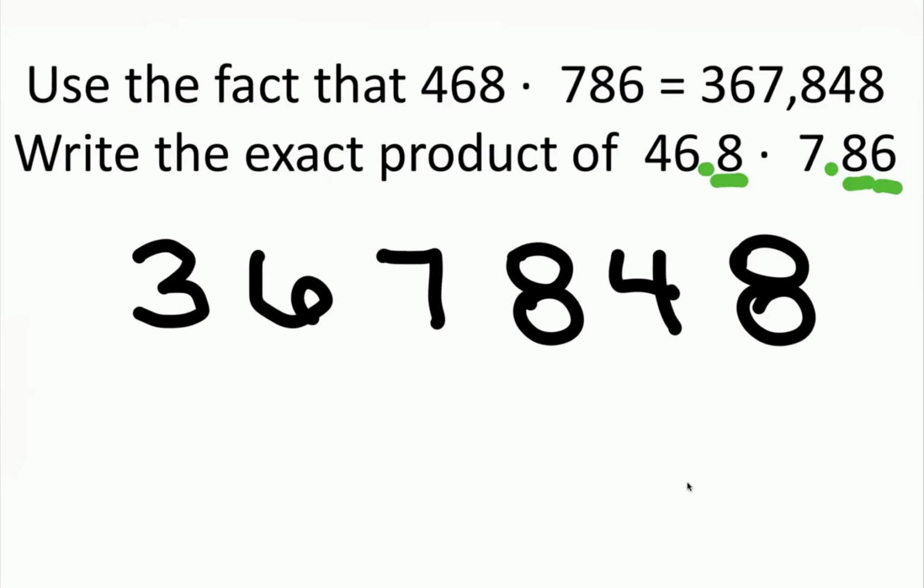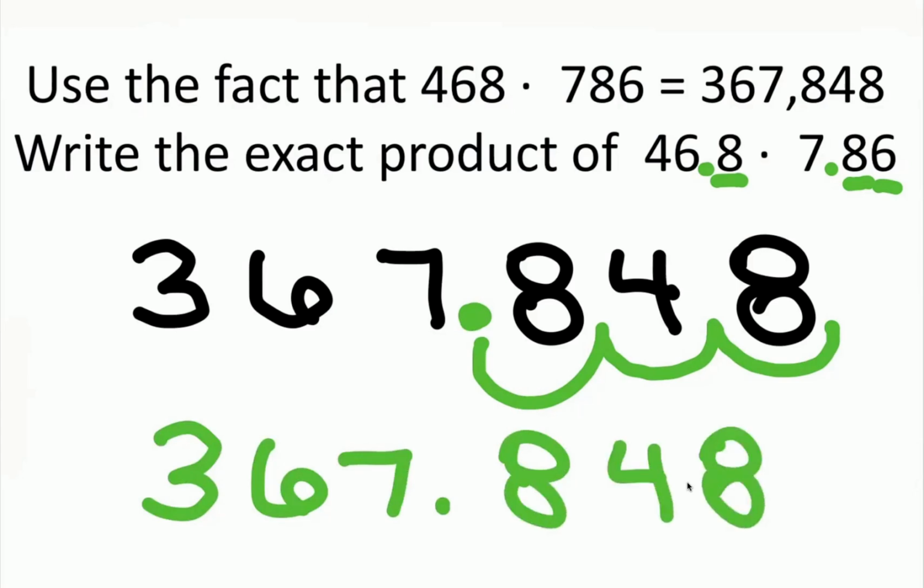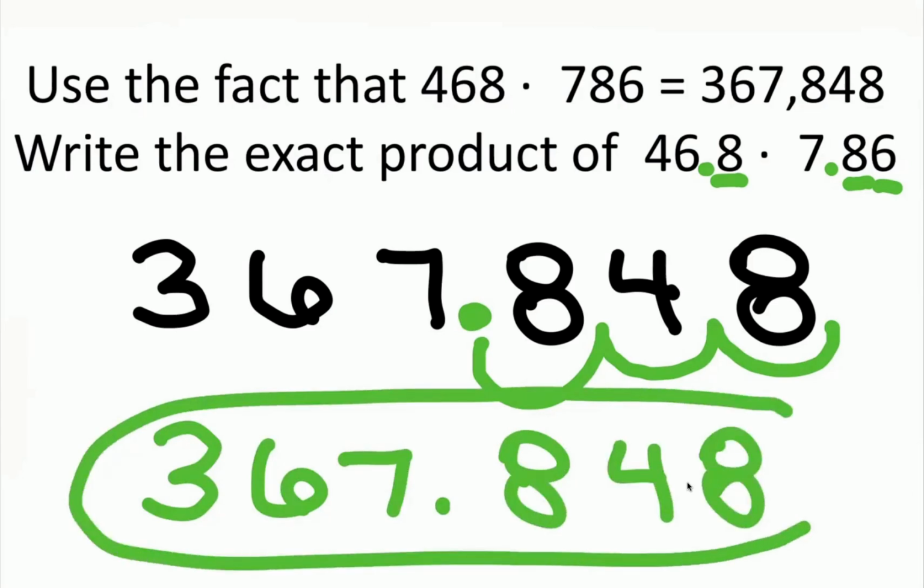So I'm going to go to the end of my number and I'm going to move my decimal back 3 spots. 1, 2, 3. My decimal will go right here. So the answer for this problem is 367.848 or 848 thousandths. Go ahead and complete the next warm-up problem on your own, then come back to the video to check your work.